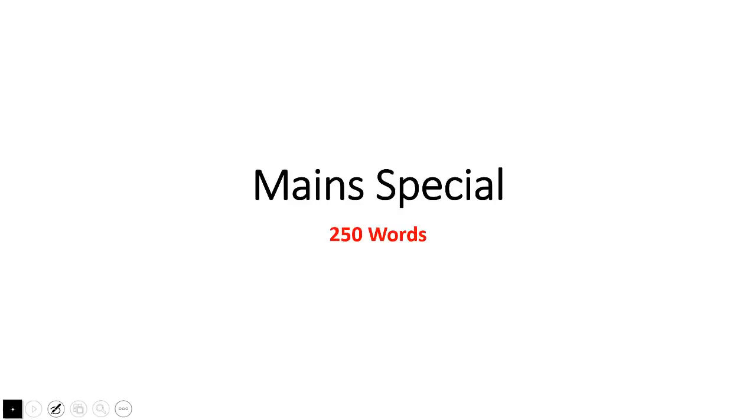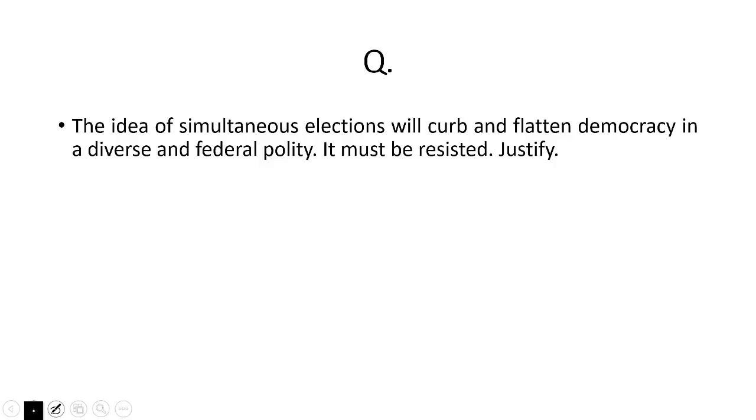Mains special answer should be in 250 words or less. The idea of simultaneous elections will curb and flatten democracy in a diverse and federal polity. It must be resisted. Justify.